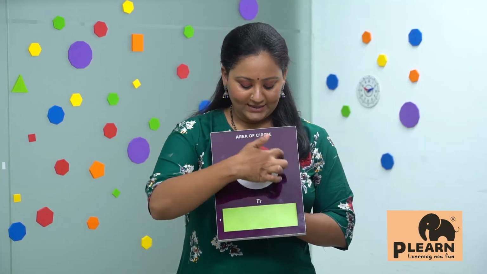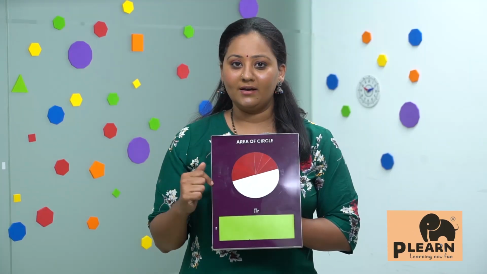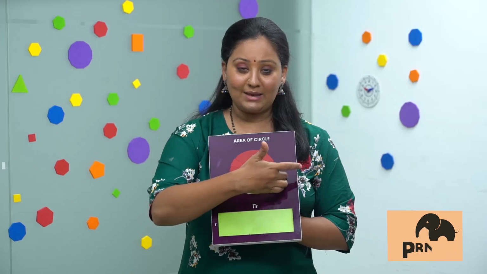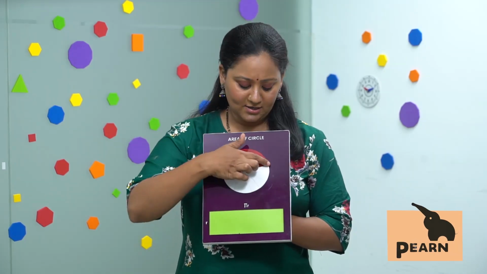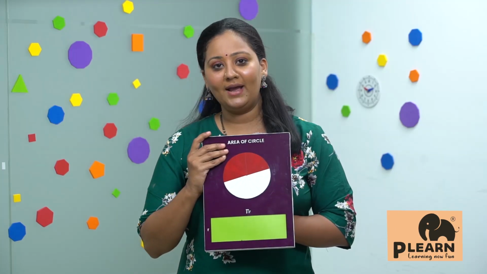We all know that this circumference is 2 pi r. So if it's 2 pi r, the semicircle is going to be pi r. So this semicircle will be pi r and this semicircle also will be pi r.